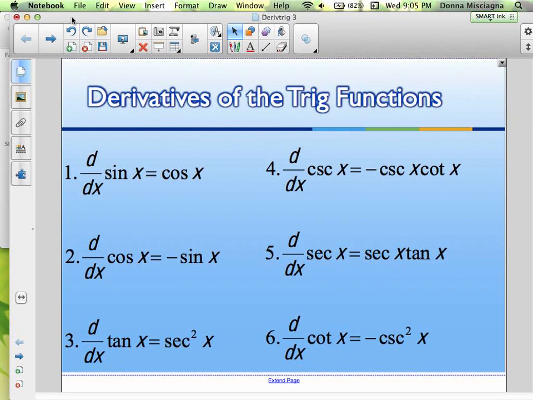Derivative of cosecant, actually I'm going to go over the derivative of cotangent first, because it kind of goes together. The derivative of cotangent is negative cosecant squared x. And then the derivative of cosecant x is negative cosecant x cotangent x. The derivative of secant x is secant x tangent x.